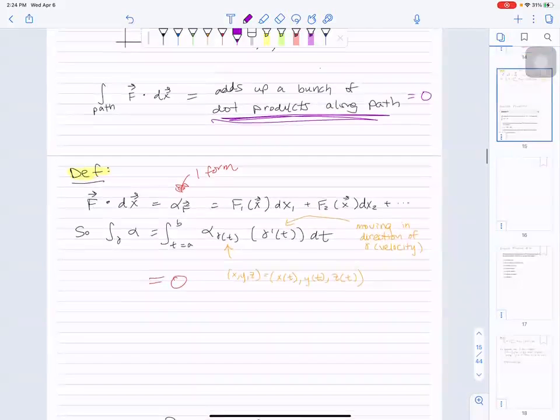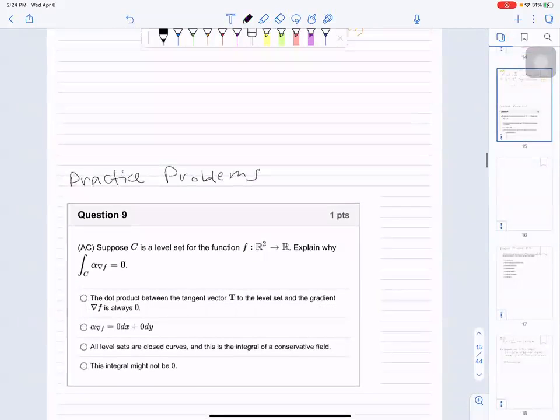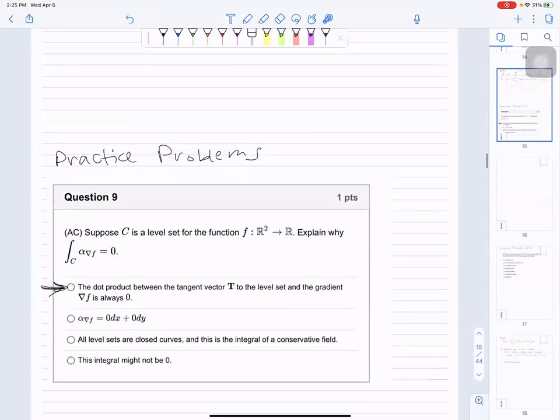So that's why the answer to our practice problem is this first choice. The dot product between your tangent vector to the level set, like our dx, the red line, and the gradient, like our orange line, is always 0. Any questions about that?